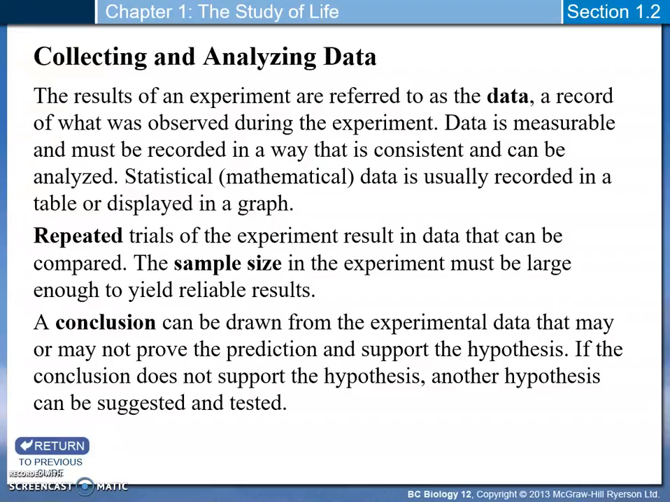Repeated trials of the experiment result in data that can be compared. The sample size in the experiment must be large enough to yield reliable results. So if you only have a few subjects, that's not really going to give you reliable results. You need large numbers of subjects. A conclusion can then be drawn from the experimental data that may or may not prove the prediction and support the hypothesis. If the conclusion does not support the hypothesis, then another hypothesis can be suggested and tested.